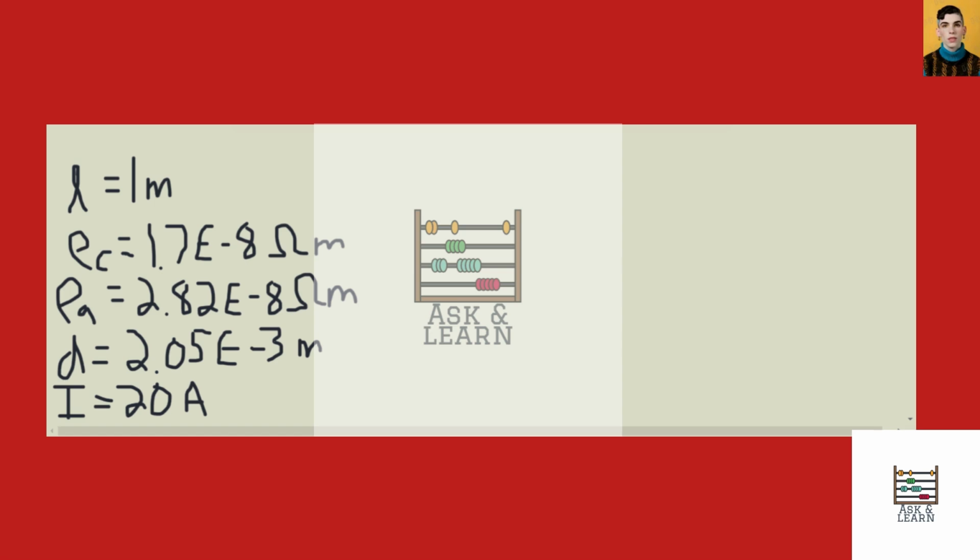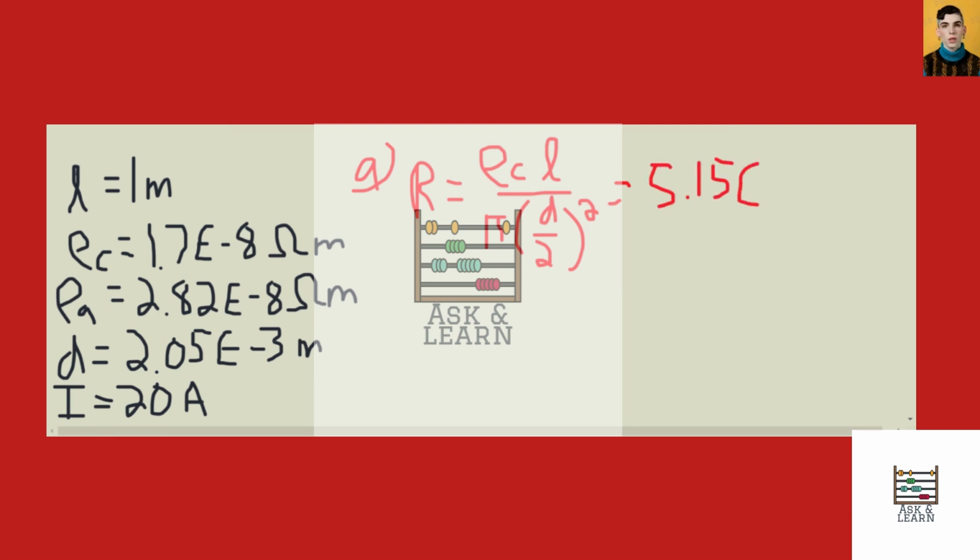So for this problem, we have the length of wire, we have the resistivity of copper and aluminum, the diameter of the wire, and the maximum current going through the wire. So the first thing you want to do for part A is to find the resistance of the copper wire. So we want to use R is equal to the resistivity times the length over the area. So pi times diameter over 2 squared. And so here the resistance is equal to about 5.15 times 10 to the negative 3 ohms.